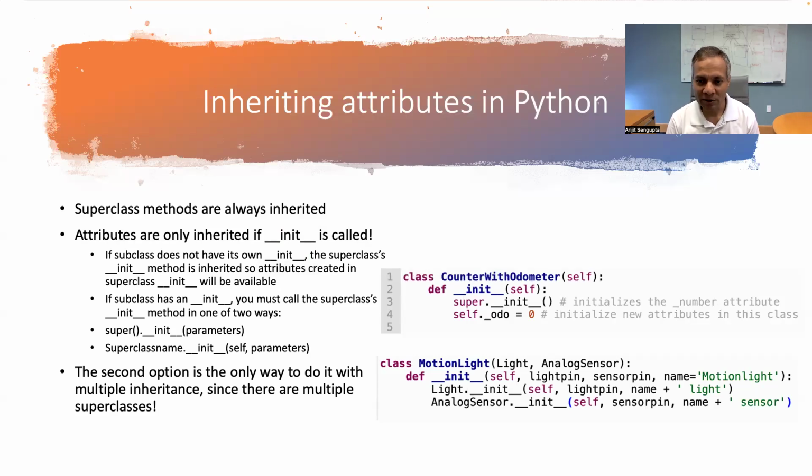In most other object-oriented languages, attribute inheritance is fairly automatic. But in Python, attributes are only inherited if you call the superclass's init method. Because when you call the superclass's init method, you are initializing all the attributes in that init method. Now, if you don't call it, then you don't have access to the attributes, unfortunately.